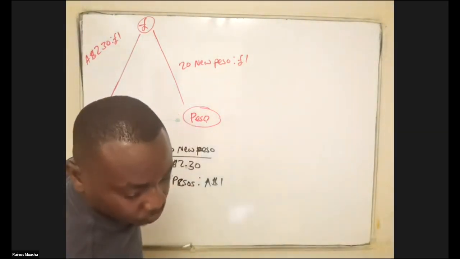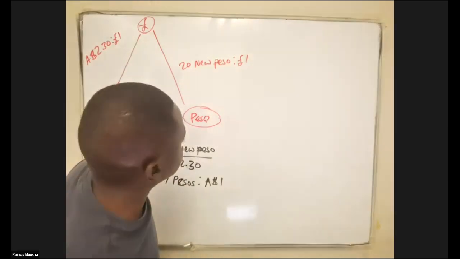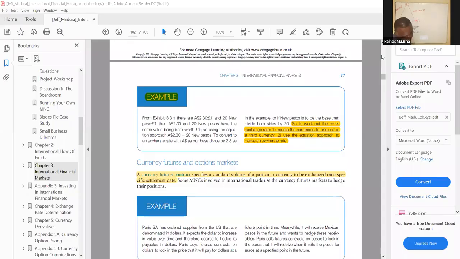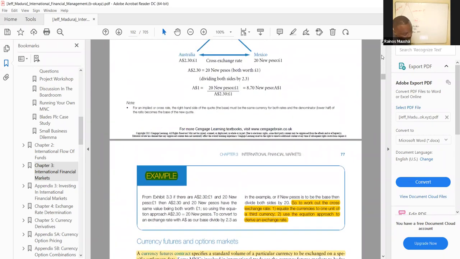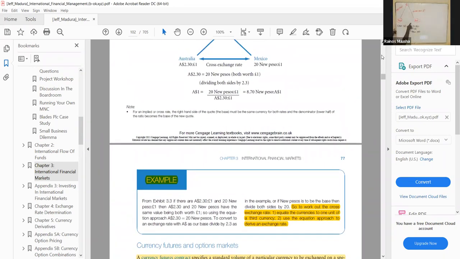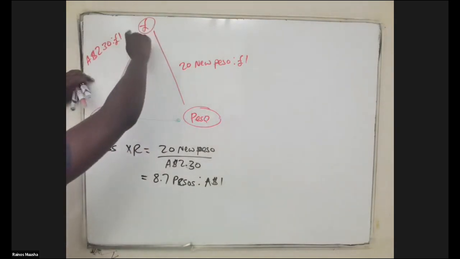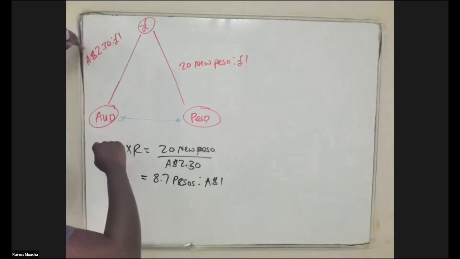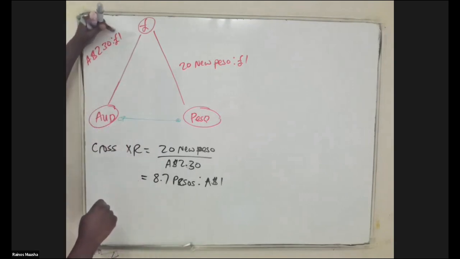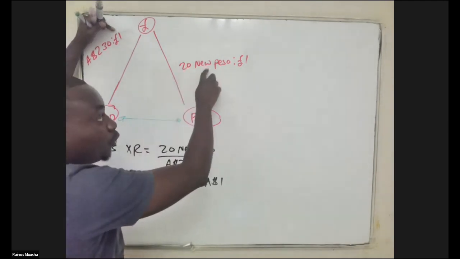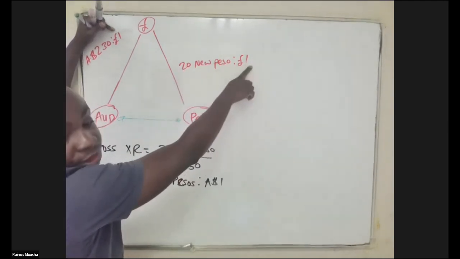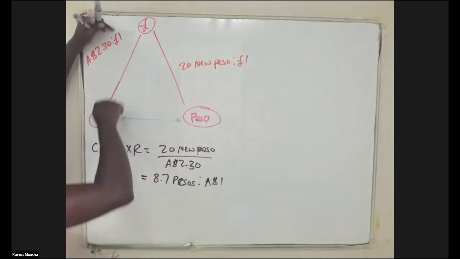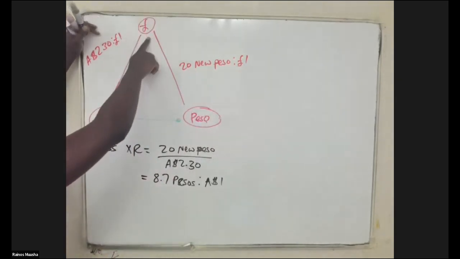So what we're saying is that when you look at the examples that we have, remember we're given the exchange rate between these two currencies as well. To find the cross exchange rate, we have a common currency, which is the British pound. We are told that 2.3 units of the Australian dollar gives you 1 British pound, and 20 units of the new peso gives you 1 British pound as well. So the common currency in this case is the British pound.